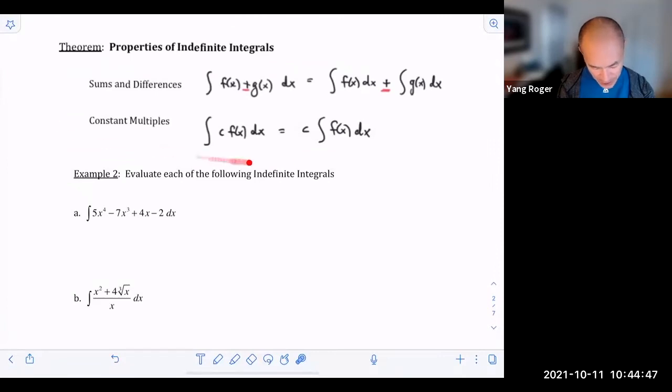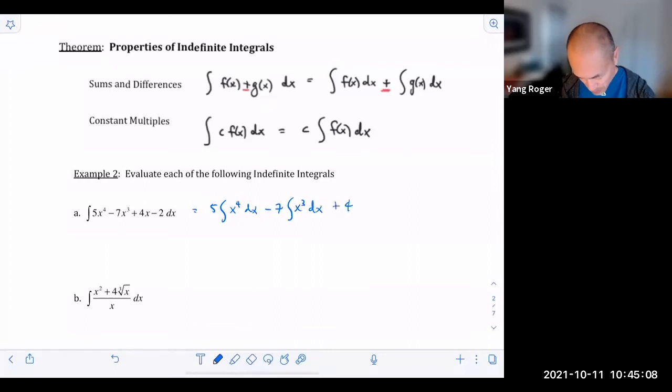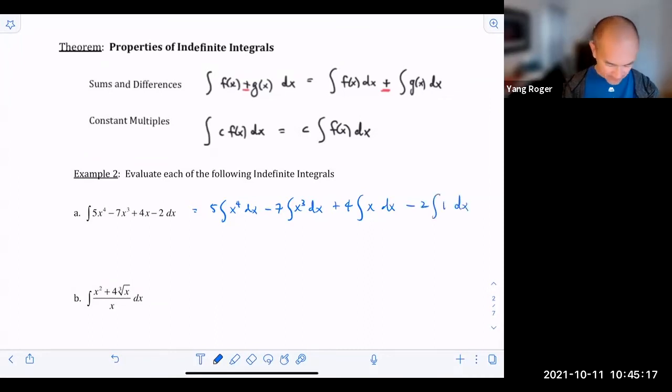You know what? Since we just learned these properties of indefinite integrals, let me break this up into smaller pieces. So let me do it like this. This will be 5 times the integral of x to the 4th dx minus 7 times the integral of x cubed dx plus 4 times the integral of x dx minus 2 times the integral of 1 dx, if you wanted to use the sum, the difference, and the constant multiple rules.